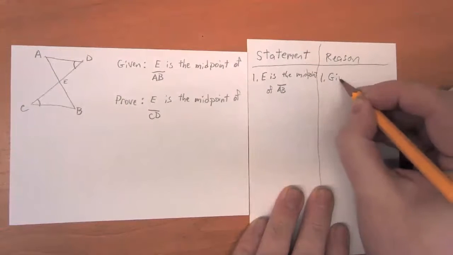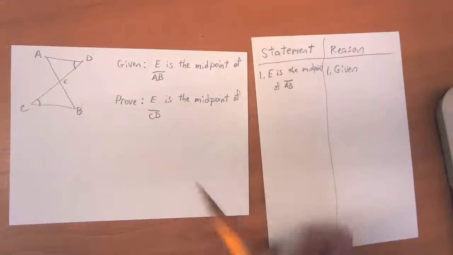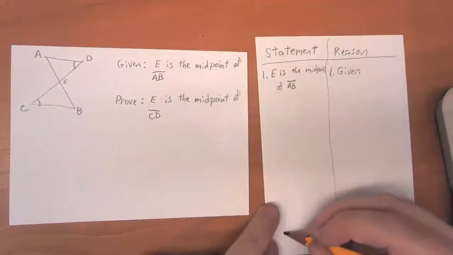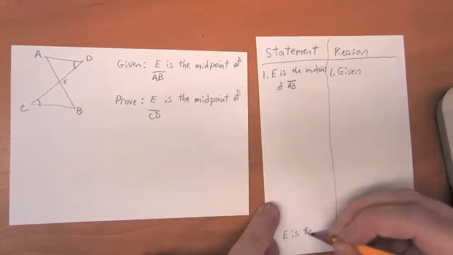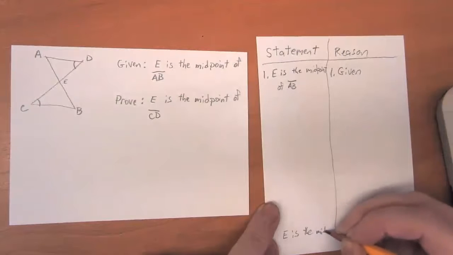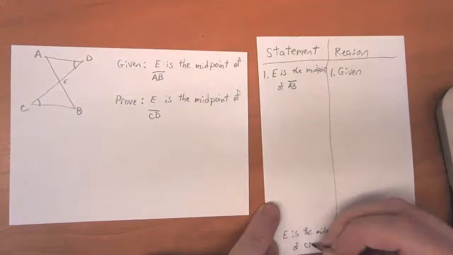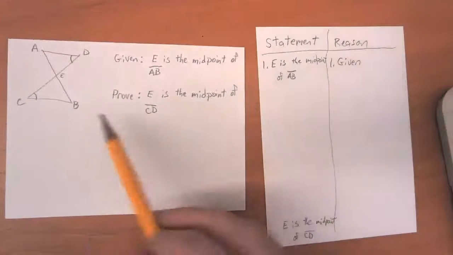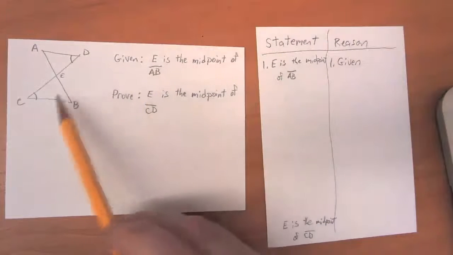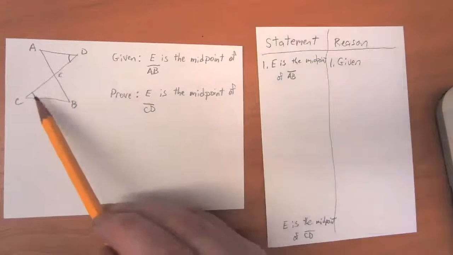There's a second given statement in this proof. It's not this to prove statement. That would go down at the bottom of the proof. I don't know what the reason for this is. We'll work this out later. But the other given statements in this proof are these tick marks that are placed in the diagram.